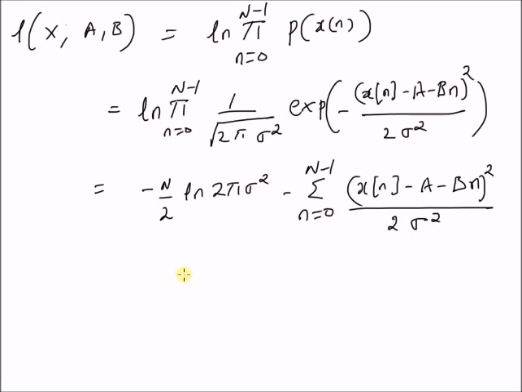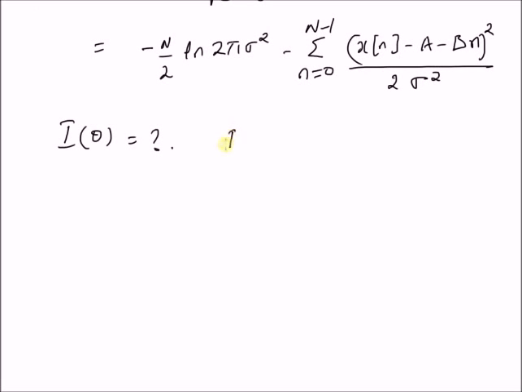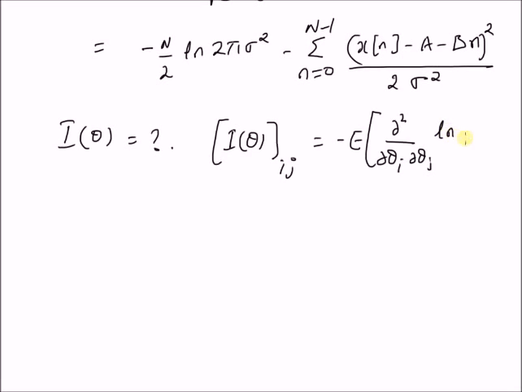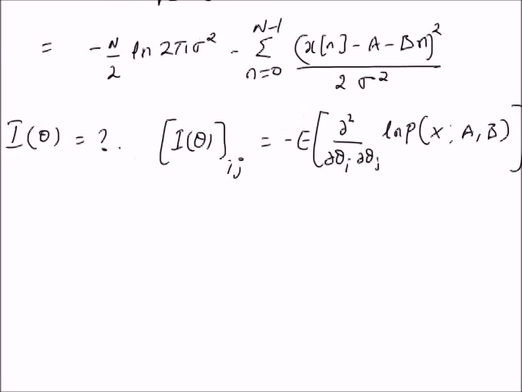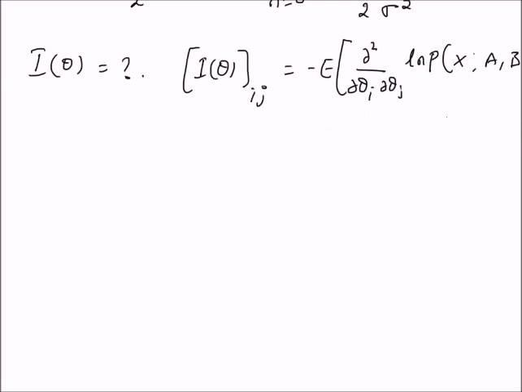Now we have to construct the Fisher information matrix I of theta. Since the elements of the Fisher information matrix in the ith row and jth column are defined as minus expectation of the double derivative with respect to the parameters theta i and theta j of the log likelihood function, we have to first determine the derivatives of the log likelihood function with respect to the parameters a and b.